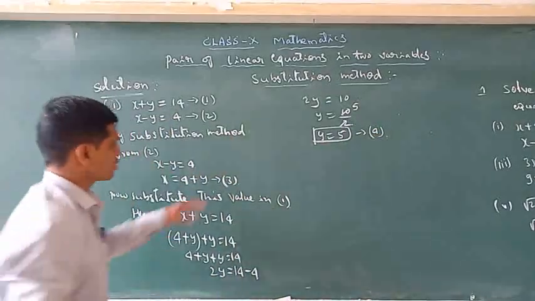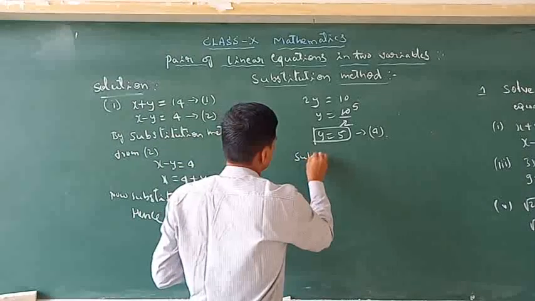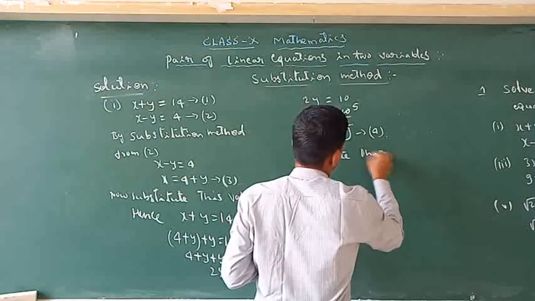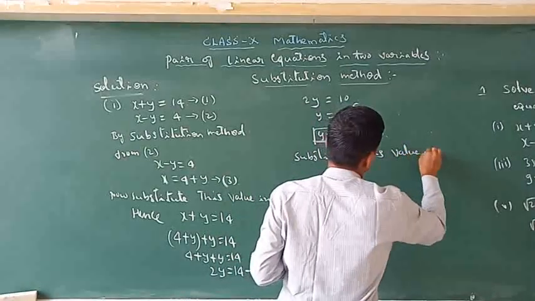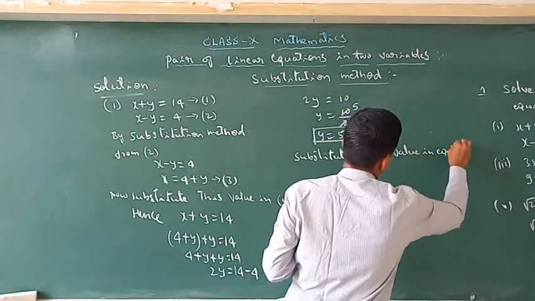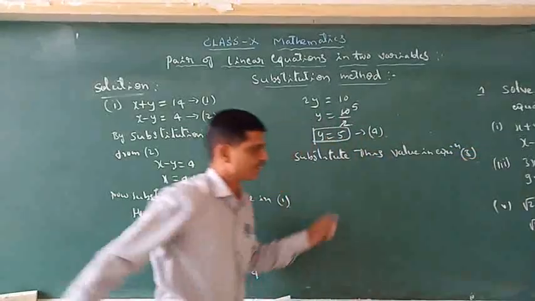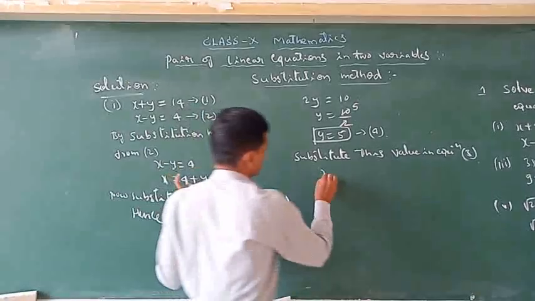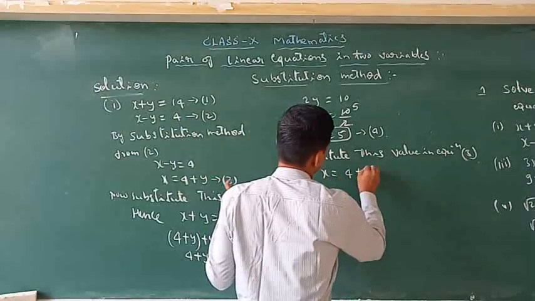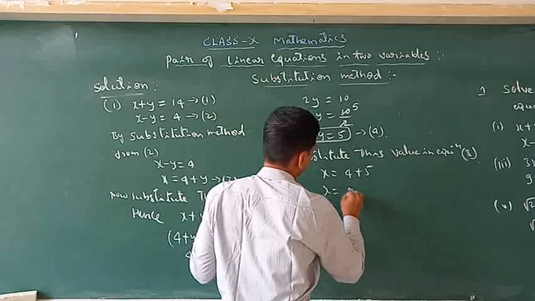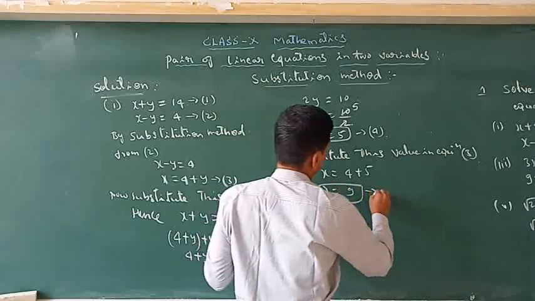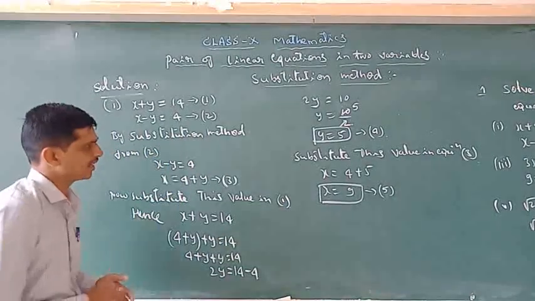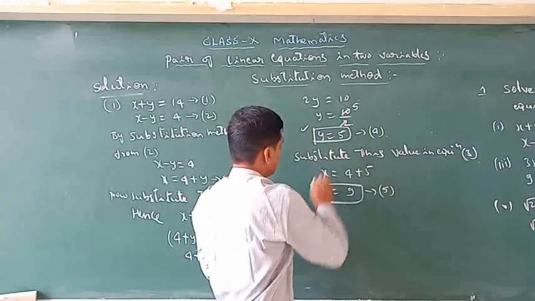So now substitute this value in equation number 3. So here x is equal to 4 plus 5. So that is x equal to 9. So therefore equation number 5, if you want, you can name it like 1, 2, 3, 4, 5. So here is the y value and here is the x value.